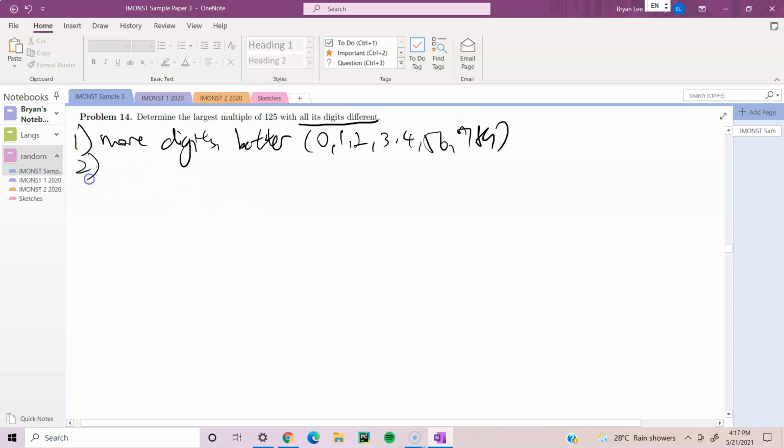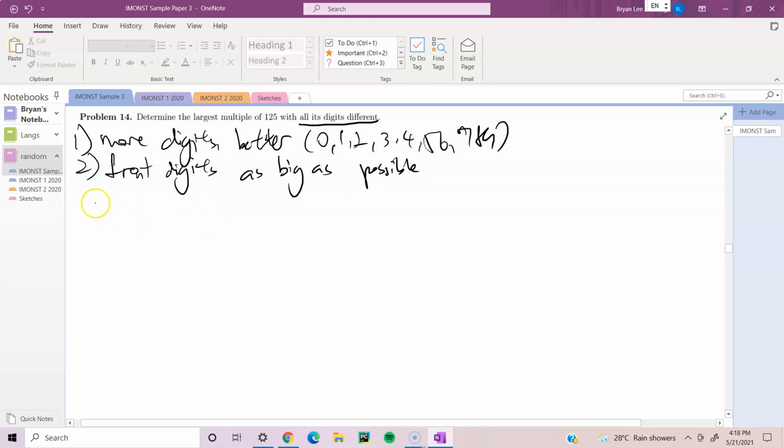And then the second thing to consider is that we would want our front digits, so maybe say if you have a 5-digit number, you want your ten-thousands digit to be the maximum, to be as big as possible. Front digits as big as possible. Let me demonstrate by using an example.